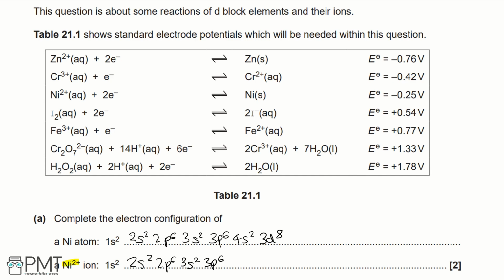We're going to lose both 4s electrons because they are filled first and lost first. So to complete the electronic configuration we'll have 3d8. To get the 2 marks for this question, you get a mark for each electronic configuration that's correct. So a mark for the correct electronic configuration of a nickel atom and the correct electronic configuration of a nickel 2+ ion get you your 2 marks.